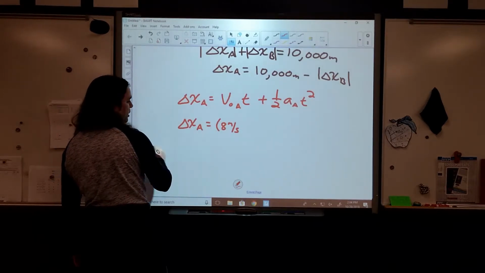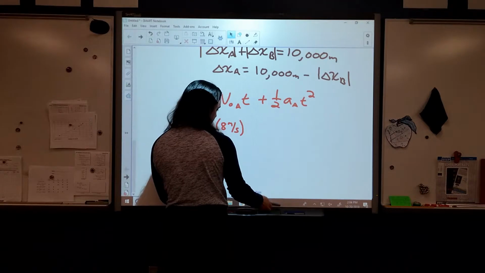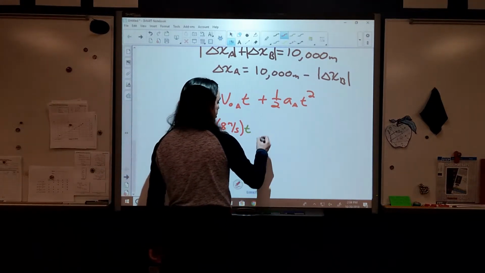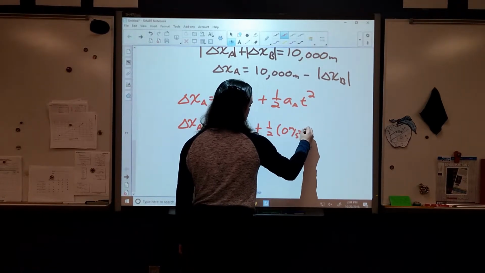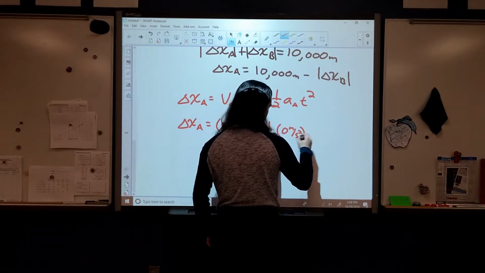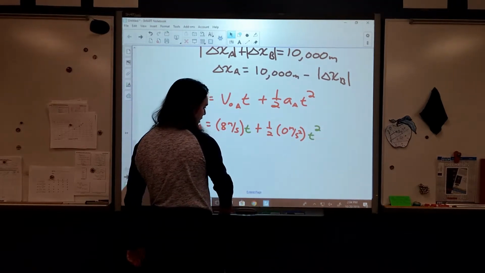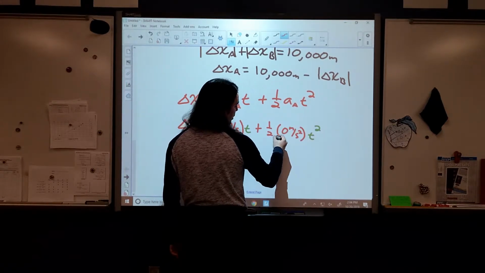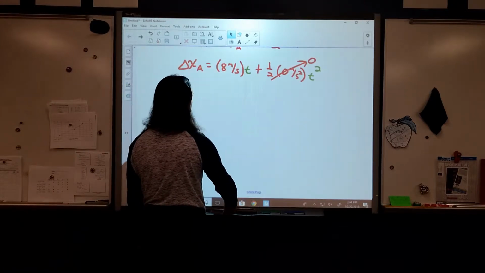8 meters per second. Great, positive. Times t, in this case I could write my green t, that's the time that they meet up, plus 1/2 0 meters per second squared, because it's a constant velocity, times t squared. Well, this last term doesn't actually matter much because this is 0, so it doesn't matter what t is. When I multiply it by 0, this whole thing disappears into a puff of nothingness, and I get the following.